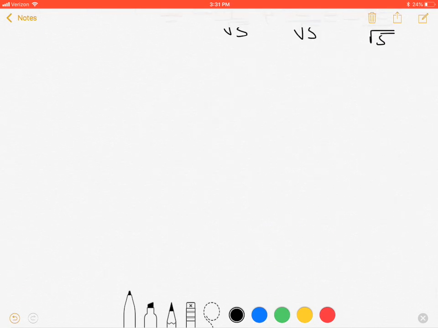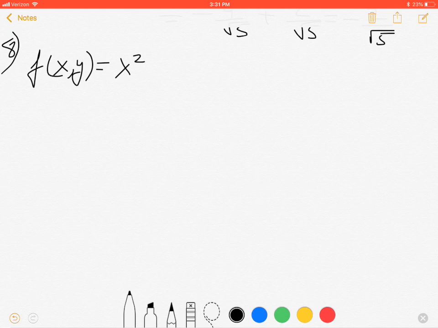Okay, next question. Here we need to examine our multiple variable function for relative extrema and saddle points. Let's go. We have function f of x, y, this is question number 8, equals x squared plus y squared minus 16x minus 16y.